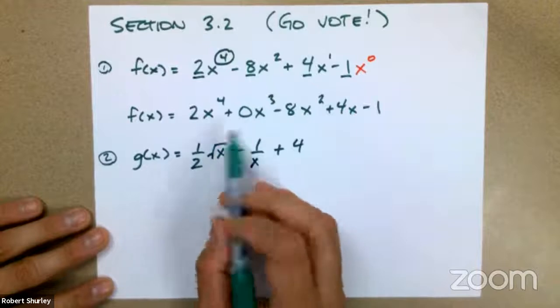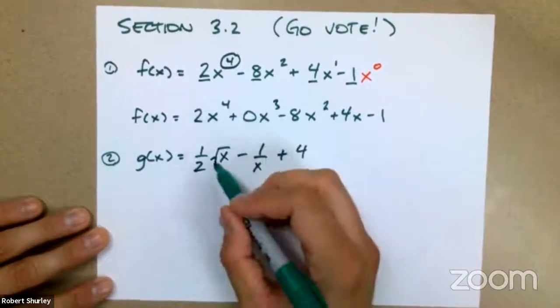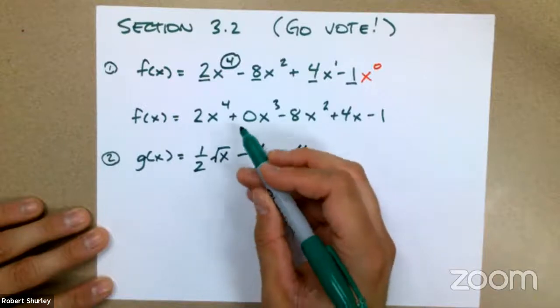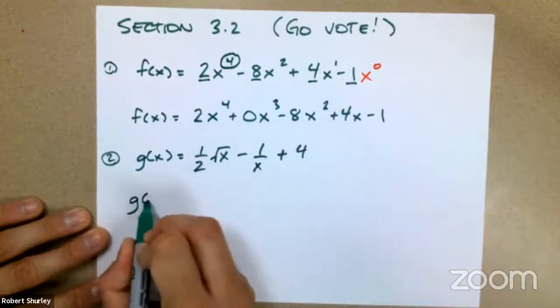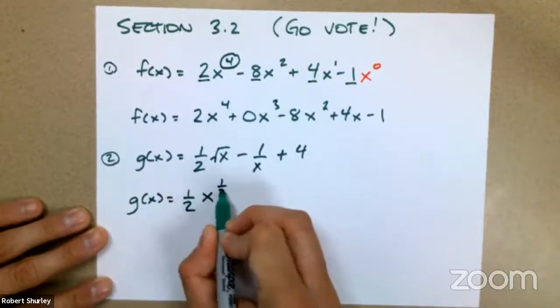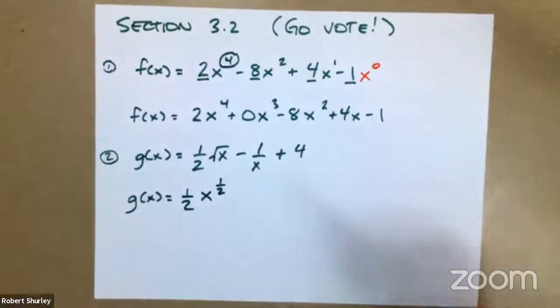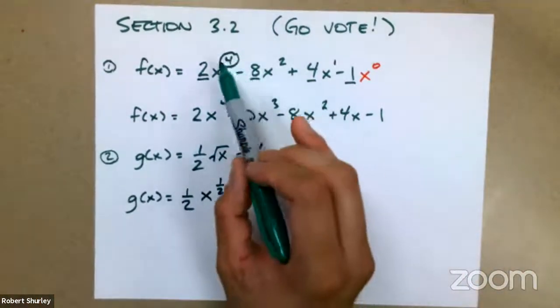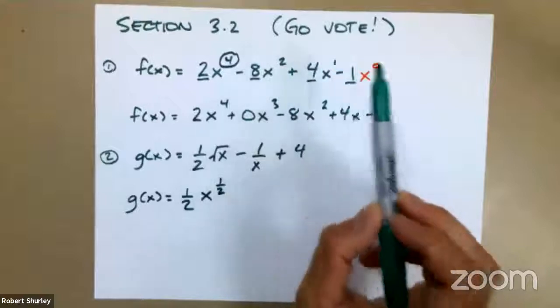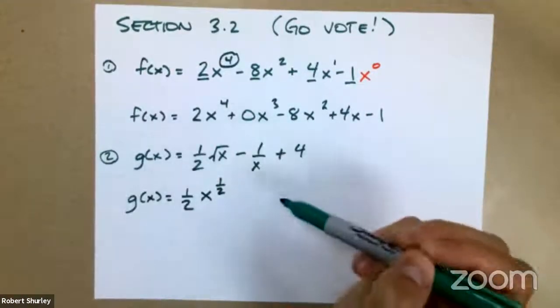The first is because if we look at this first term here, the square root of x, remember the square root is raising something to a 1/2. So if I rewrote this as an exponent, this would be 1/2 x to the 1/2. And we cannot have anything raised to the 1/2 power. Okay, it has to be nice integer numbers. 4, 2, 1, 0, 3. Okay, can't have the 1/2. That means this is not a polynomial.